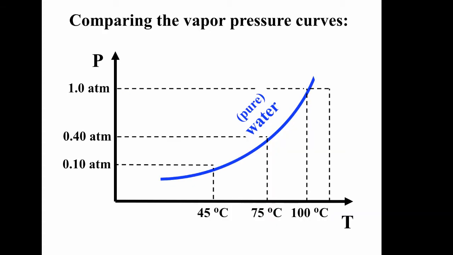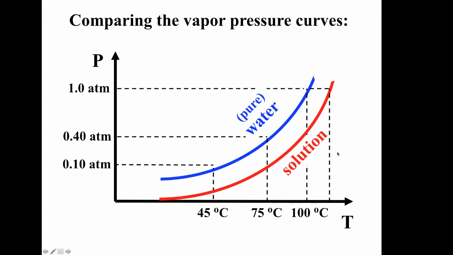If we compare the vapor pressure curve for a pure solvent to the vapor pressure curve for a solution when solute is added to it, here we'll use the example of water. So this is the vapor pressure curve for pure water, and when we add solute to it and make a solution, the vapor pressure curve is displaced downward and to the right, and that's because the vapor pressure of a solution is lower at all temperatures than the vapor pressure of the corresponding pure solvent.